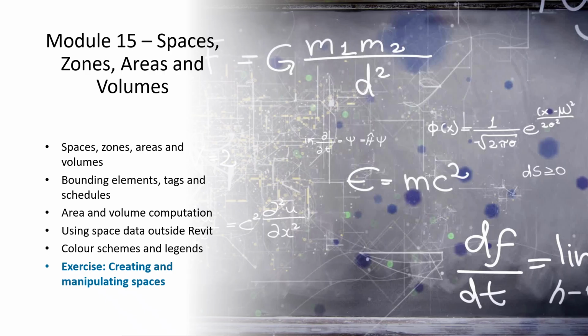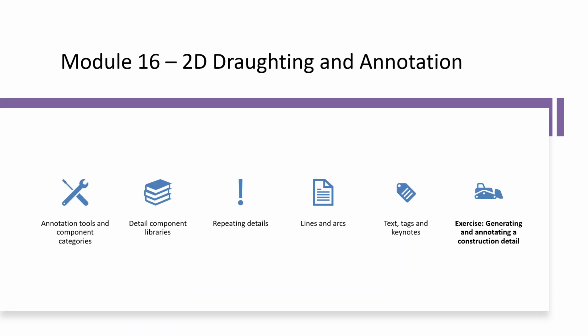The exercise for this module involves creating and manipulating spaces, giving you hands-on experience in defining, tagging, and analyzing spatial elements. This module is all about spatial awareness, using Revit not just to draw buildings, but to understand how they function, breathe, and serve their occupants. Module 16, 2D drafting and annotation.